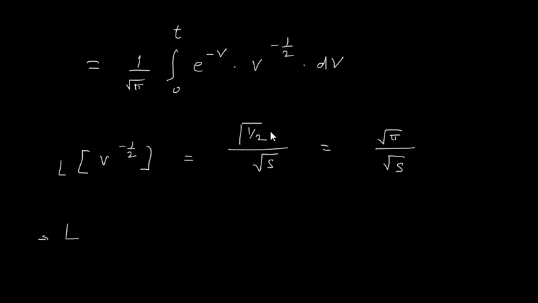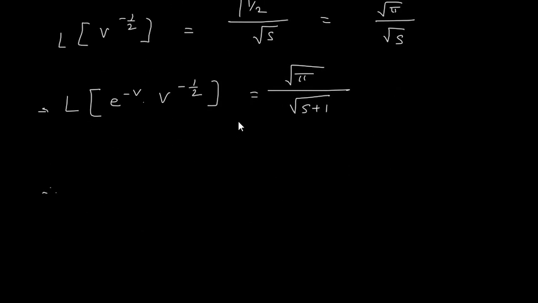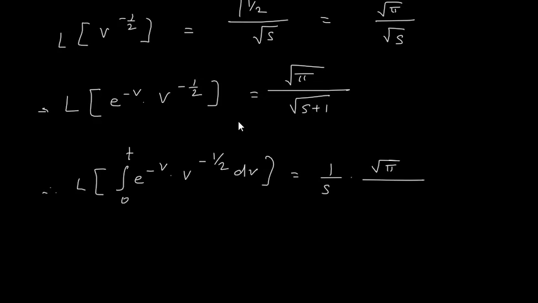Therefore, Laplace of e power minus t into t power minus half: this s will be replaced by s plus 1, so it will become root pi upon root of s plus 1. Now I will apply Laplace of integral, 0 to t e power minus v into v power minus half dv. This will become 1 upon s into root pi upon root of s plus 1.